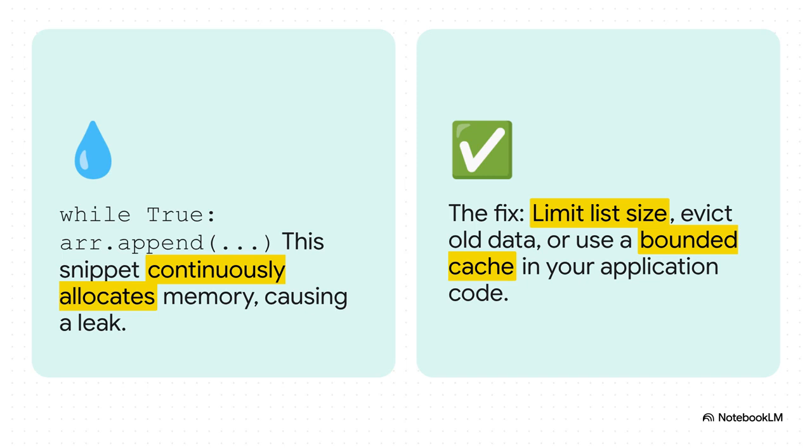The fix isn't just to throw more memory at it. The real fix, the principle on the right, is to put a boundary on it in the code itself. Use a cache that has a maximum size, or some way to kick out old data. You have to tell your app when to stop.